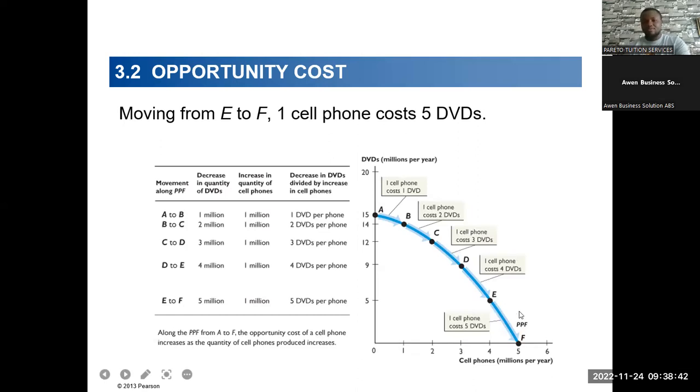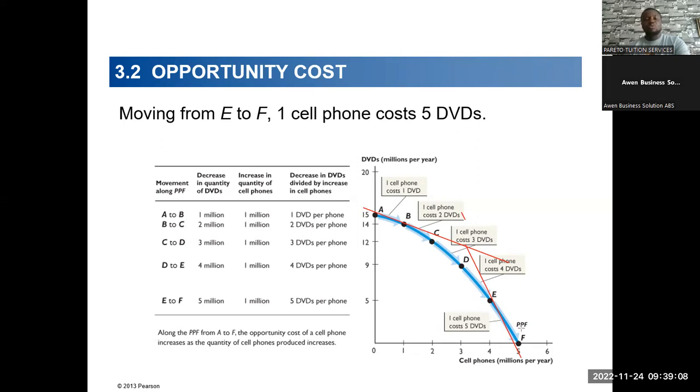If you draw a line here, look at this line, and then look at this line. I'm sure you can see that this line is steeper than this one. So as you are moving down the curve, the PPF is becoming steeper. That is why the opportunity cost increases as we move down the PPF.